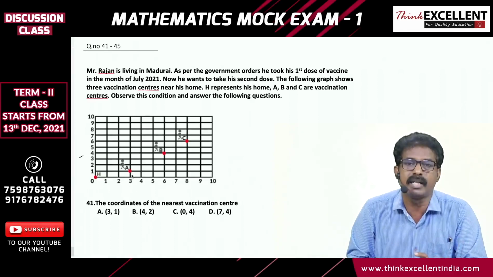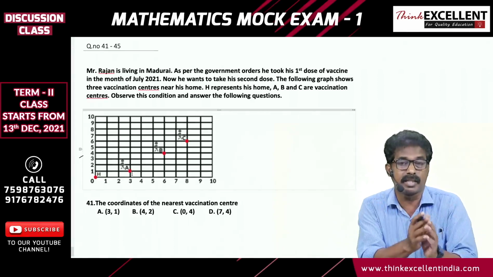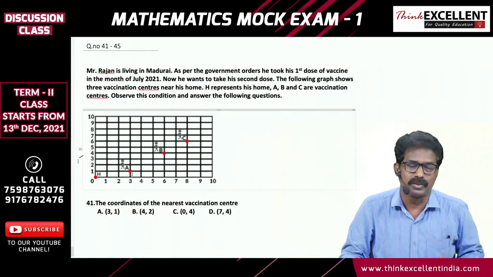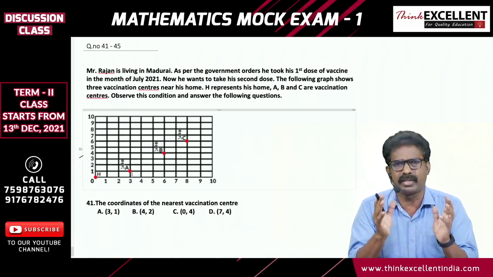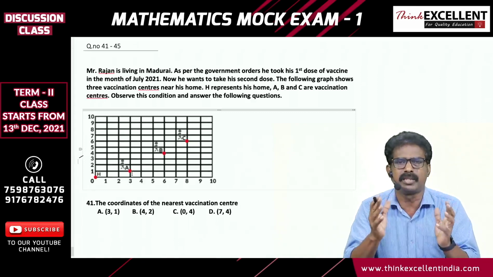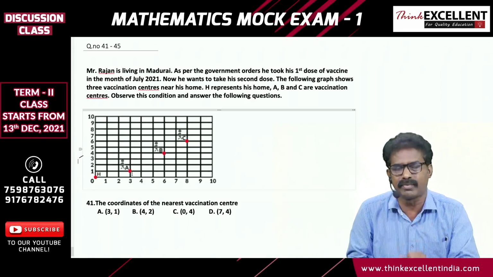So see the coordinates first. Take some time because at a time you are going to get 5 marks, right? So first spend some time to read the paragraph and the diagram very carefully. Get the clear picture about it. Then start doing the sum. You definitely can do very easily.